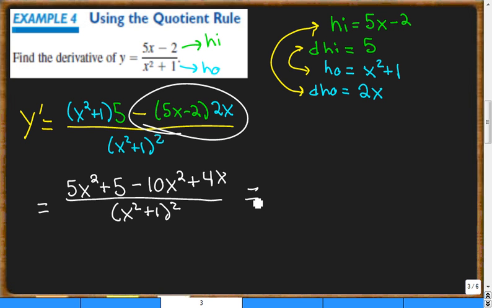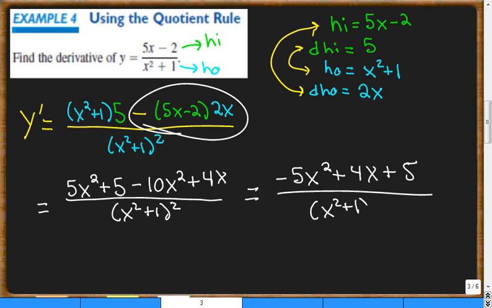Now if we combine our like terms, we have a 5x squared and a negative 10x squared to make a negative 5x squared. We're left with a positive 4x, positive 5, and we divide by x squared plus 1, squared. There's no way to simplify this any further, so this is our derivative. We could use this to find the slope of our original function anywhere we want.